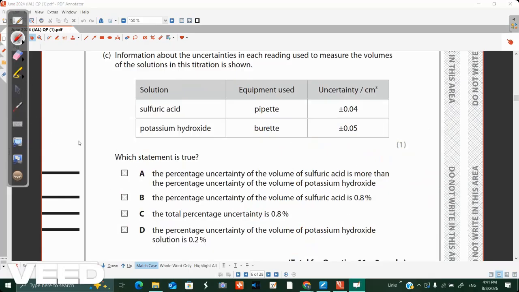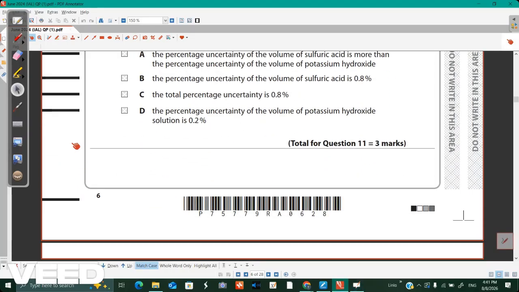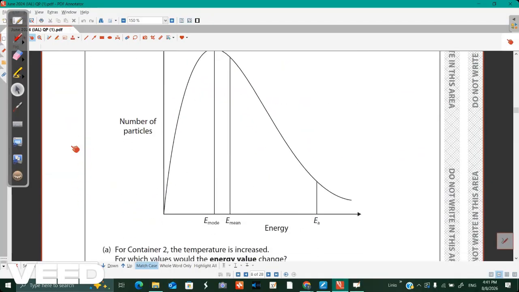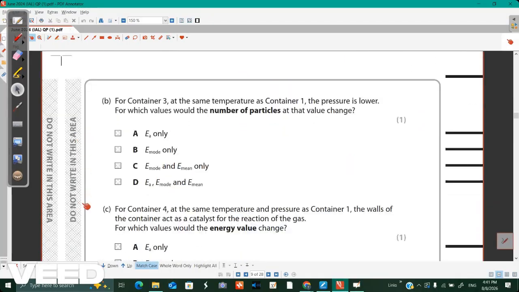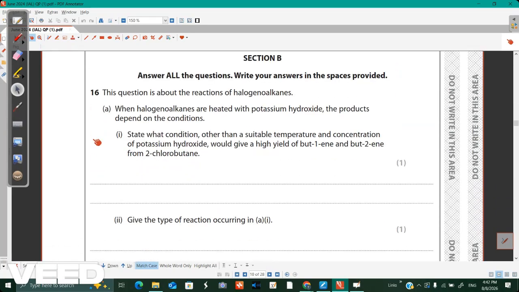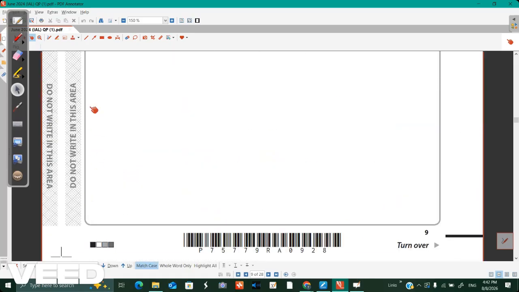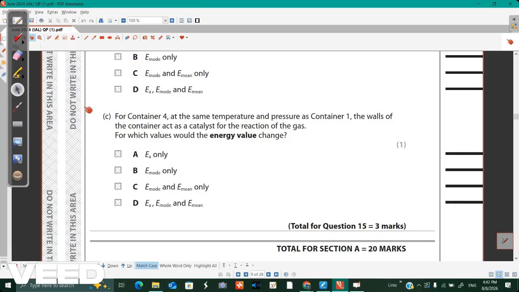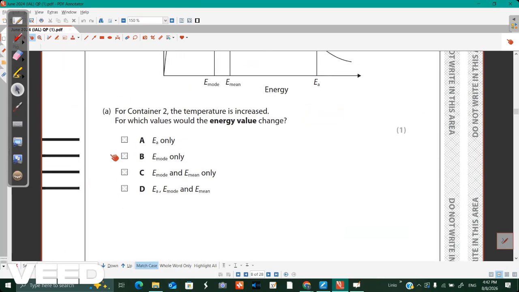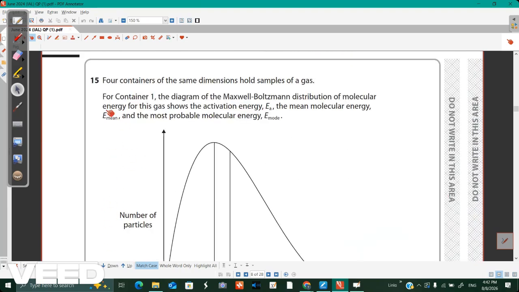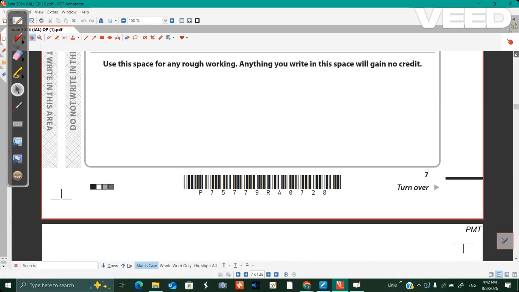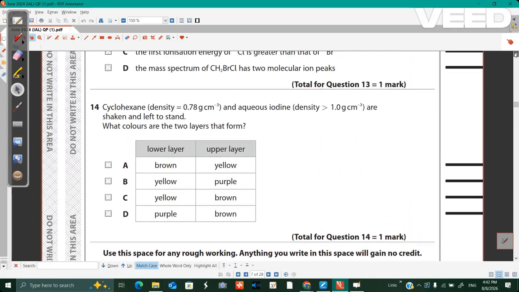Okay. Information about the uncertainty of each reading. Oh my god. Oh my god, there are more, right? Oh, there's more. Interesting, huh?